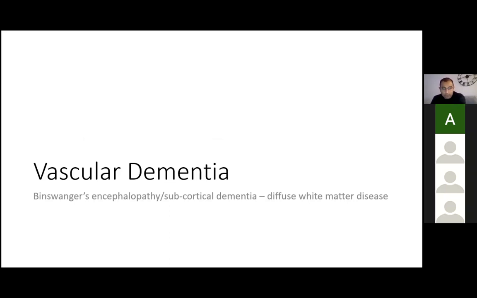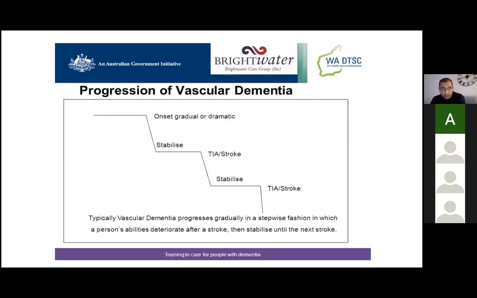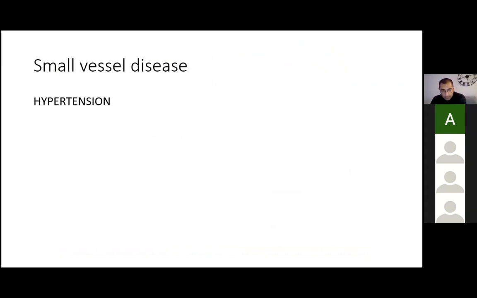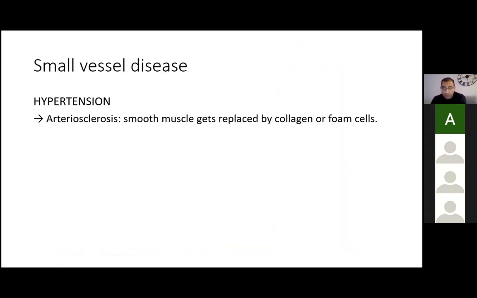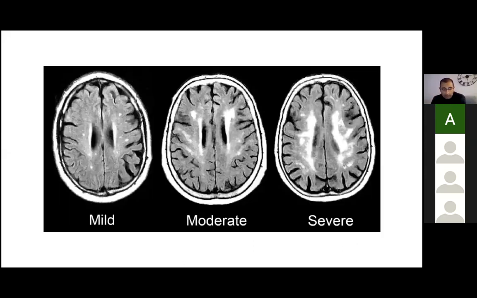And the final one is vascular dementia. So again, the risk factors are similar to the ones we saw in strokes. And they get this stepwise progression, whereas the other dementias are not stepwise, this one's stepwise. And then small vessel disease can cause this as well. So you get the arteriosclerosis, where the smooth muscle within the blood vessels gets replaced with collagen or foam cells. That artery becomes very rigid and can no longer respond to changes in blood pressure to maintain cerebral blood flow, and they'll get these lacunar infarcts. And there you go, that's the classic thing you'll see in vascular dementia.